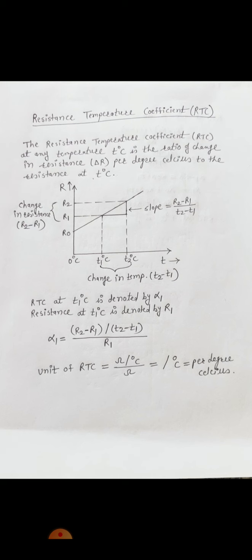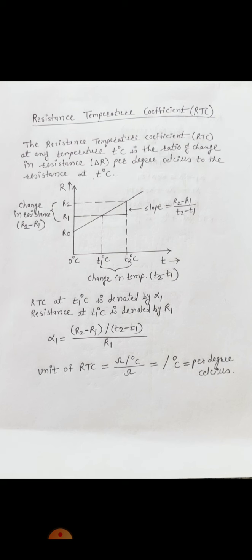We can explain this by using this graph. This is a graph of resistance versus temperature. Here resistance goes on increasing with respect to temperature. Now we are taking two different temperatures, T1 degree Celsius and T2 degree Celsius. So the corresponding resistance, R1, is the resistance at T1 degree Celsius, and R2 is the resistance at T2 degree Celsius. Now RTC is denoted by the letter alpha.